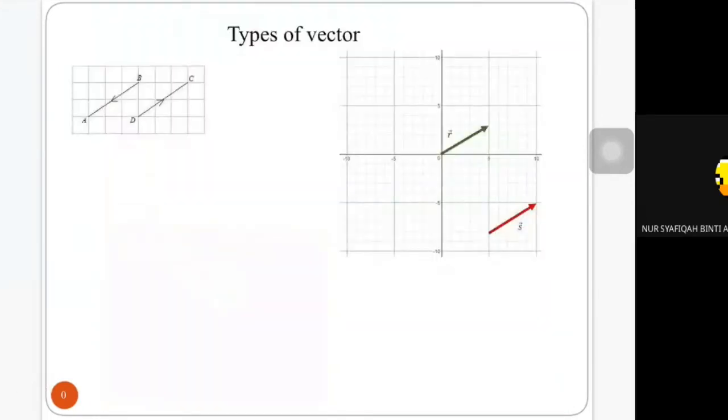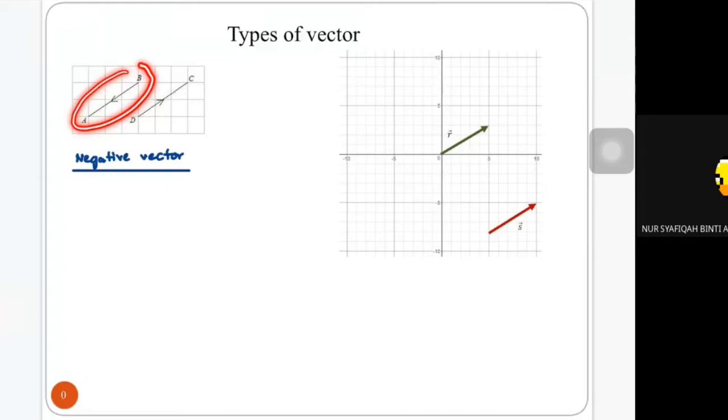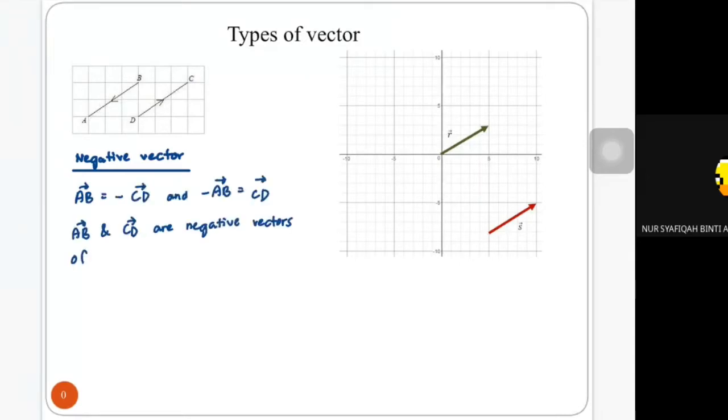Okay, now the types of vector. The first one here is the negative vector. So this is vector AB, and this is CD. A vector AB is the negative vector of CD if AB has the same magnitude as CD but opposite direction. You can see here, these two vectors have the same magnitude but opposite direction. Vector AB is equal to negative CD, and AB and CD are negative vectors of each other.